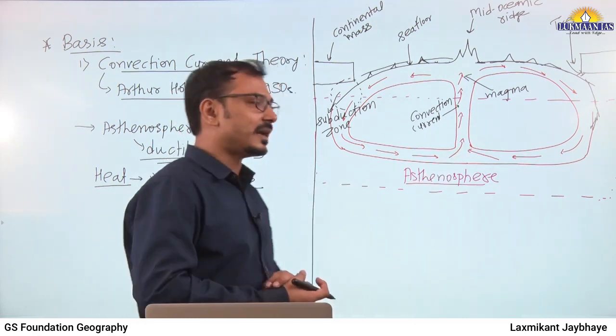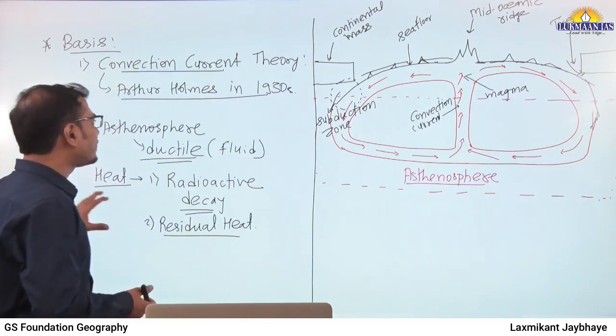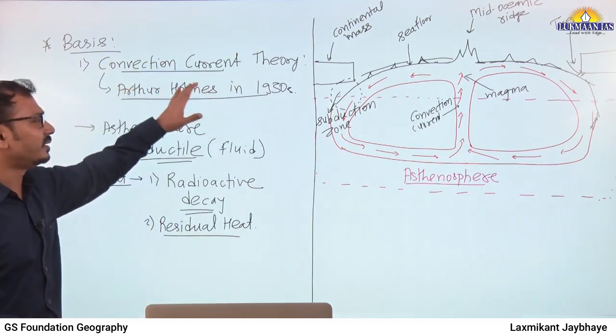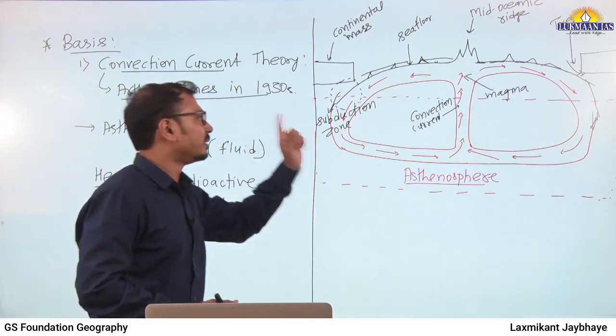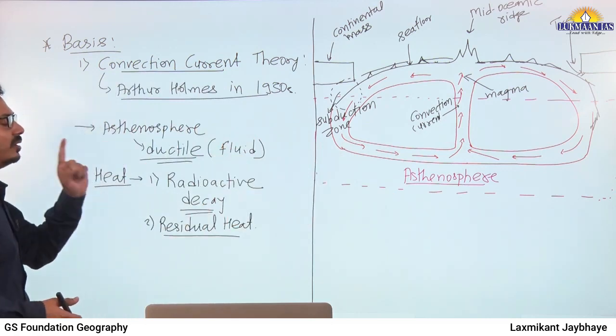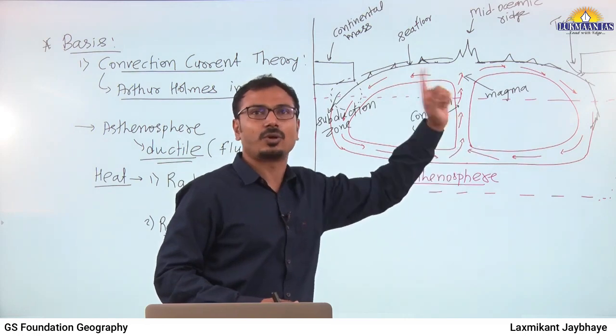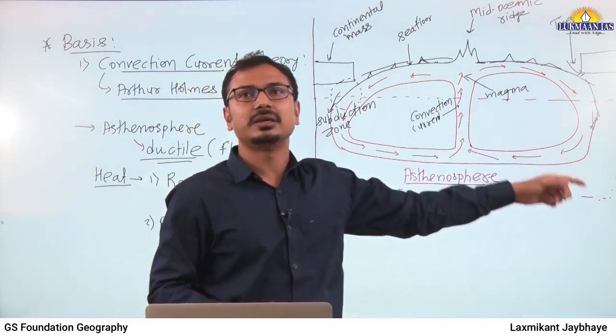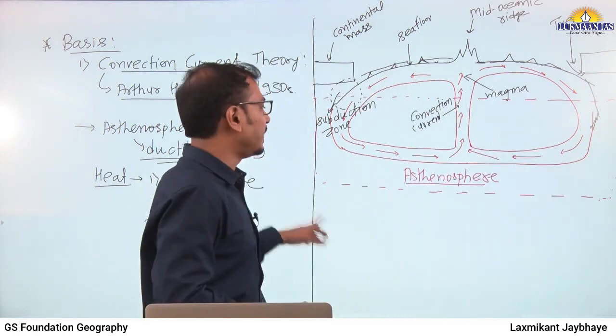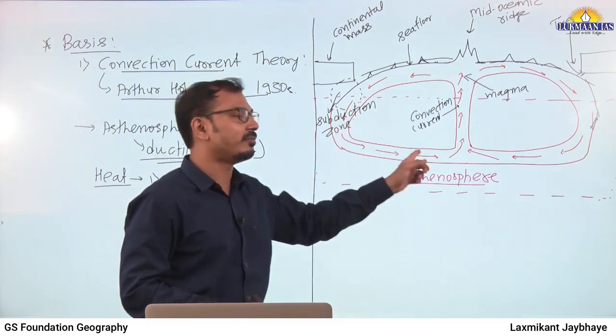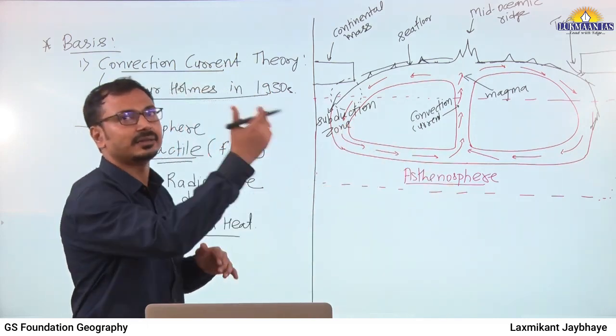Okay, so let us try to understand. After understanding this convection current theory, you understand that the force responsible for the movement of lithospheric slabs or the plates, continents, ocean floors, that force is provided by the convection currents of magma flowing underneath these slabs.